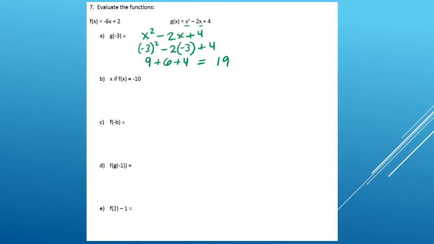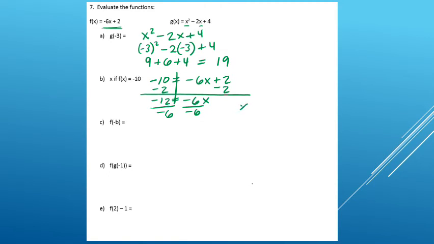For B, we're asked to find x if f of x equals negative 10. So remember, f of x is going to be our y value, so this tells us this is the output. So negative 10 equals, and we're going to set it equal to the f function, negative 6x plus 2, and now we can solve through. So we're going to subtract 2 from each side, we get negative 12 equals negative 6x, divide by negative 6 on each side, and I get x equals positive 2.